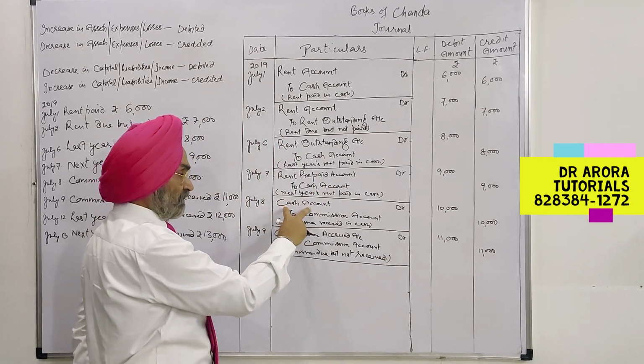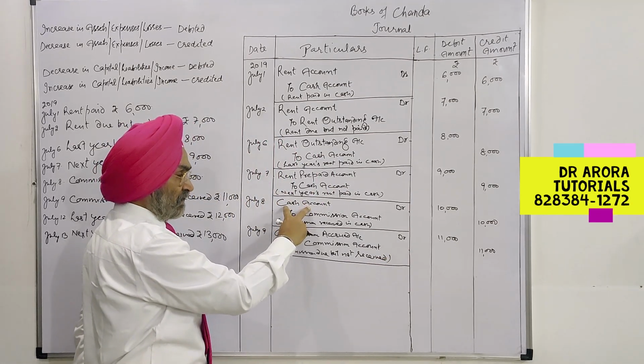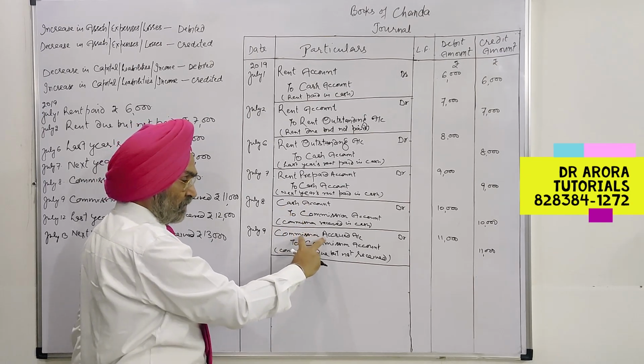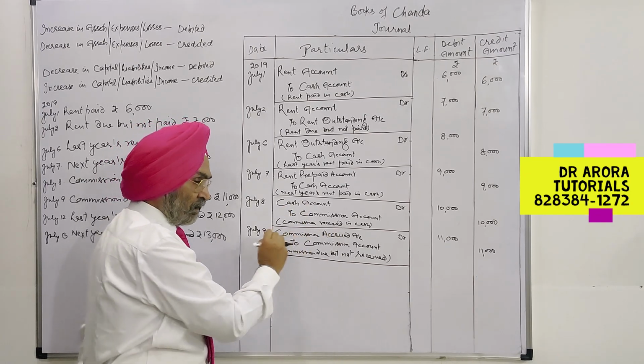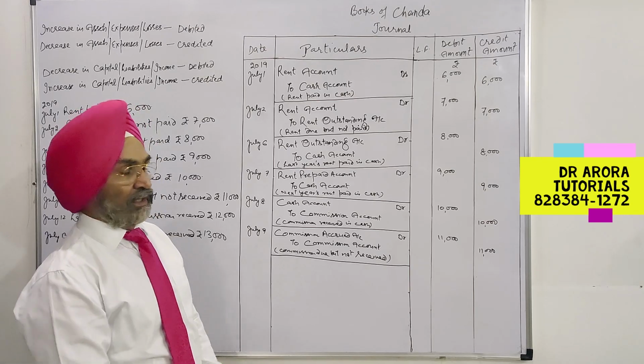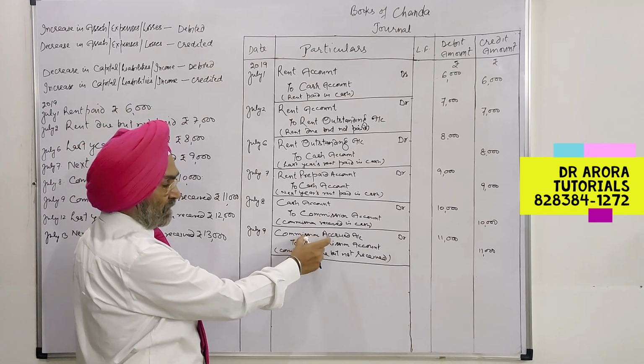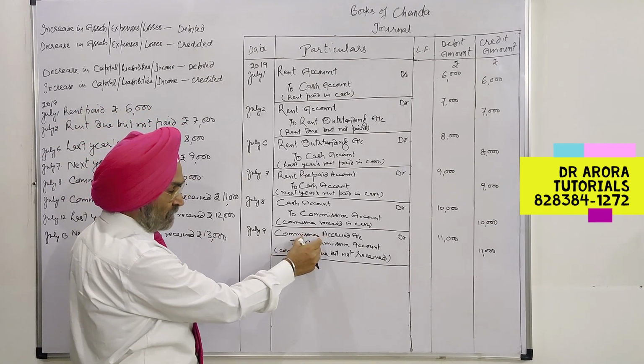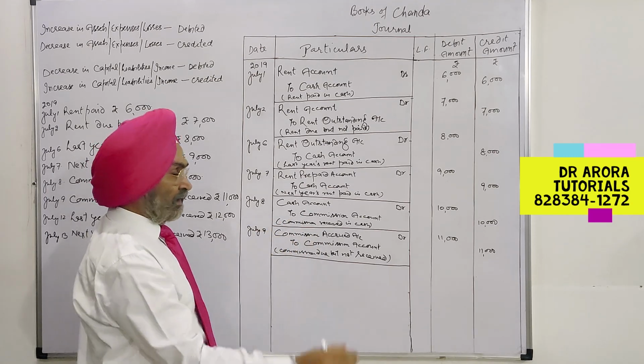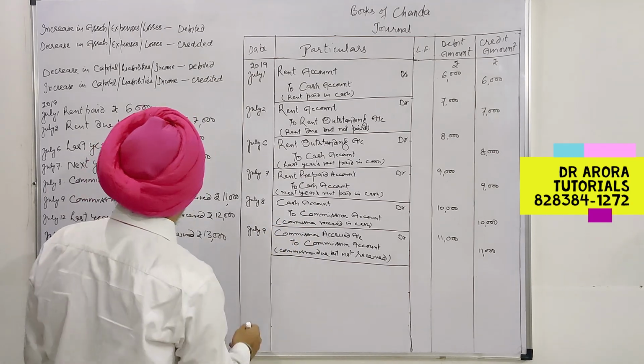When commission is received, cash as an asset will increase. When commission is not received, commission accrued as an asset will increase. So this is our current asset. Against this asset, we will be receiving the money at some later stage.